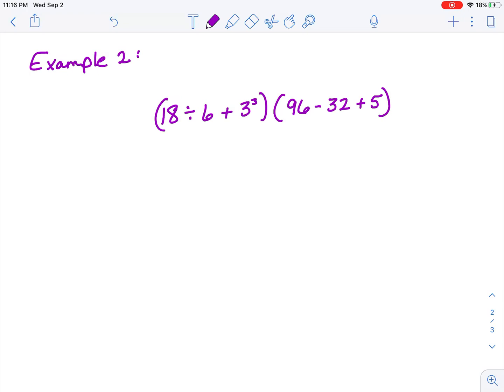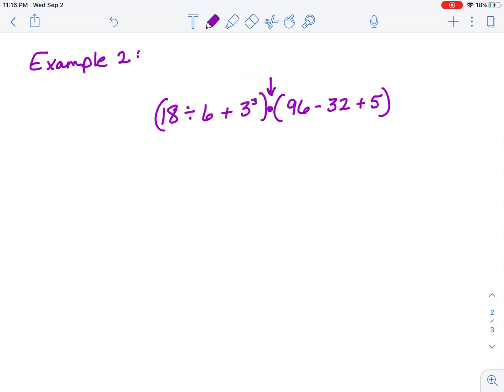Okay, so notice that we have 2 parentheses. And notice that there is nothing in between these 2 parentheses. So they are side by side, so you multiply. Now, just like when we have adding and subtracting, we go from left to right. When we have multiplying and dividing both, we go from left to right. So when we have 2 parentheses, we do them from left to right. So we're going to take care of this parentheses right here first.